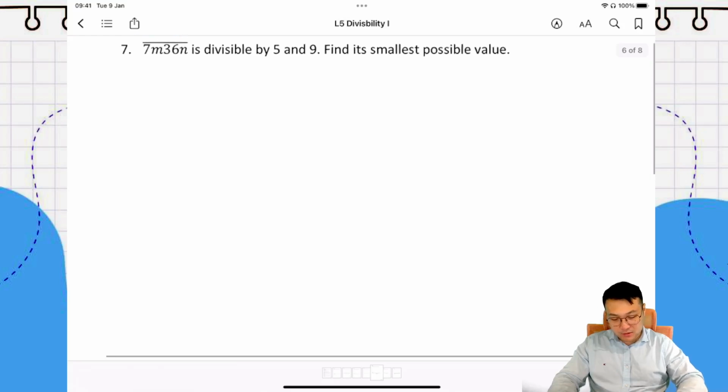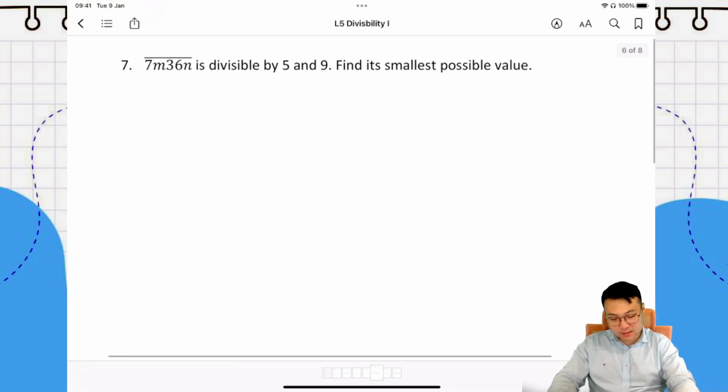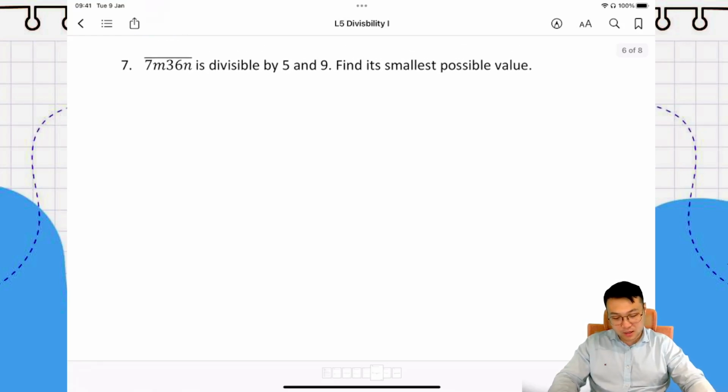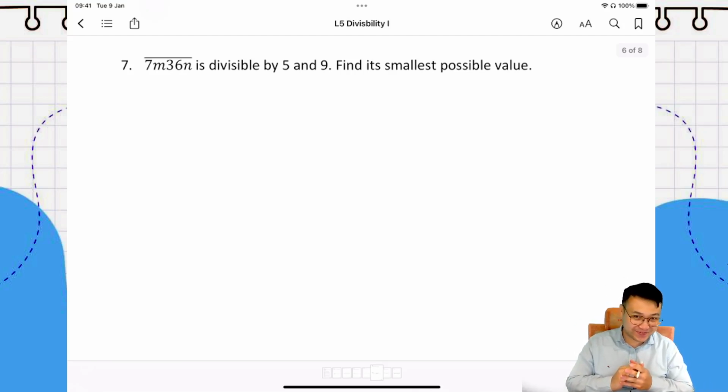So let's take a look at question 7. Find the smallest possible value of 7m36n. You make sure it's divisible by 5, and you must make sure it's divisible by 9. How do you tell if it's divisible by 5? The last digit is 0 or 5, right? For 9, you must find the sum of digits.